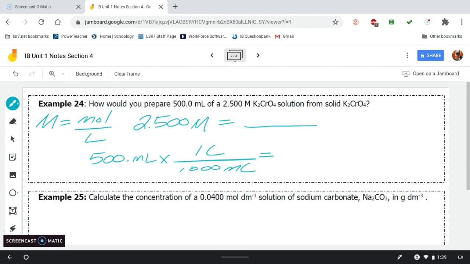So divide by 1,000 becomes 0.500 liters. I'm going to plug that in here because we want liters to interact with the molarity, because that is moles per liter, not moles per milliliter. So I'm going to convert that, and then we're going to solve for x. That's pretty straightforward, and x is going to give us some moles. So solve for x: 2.5 times 0.5, rock and roll, 1.25.